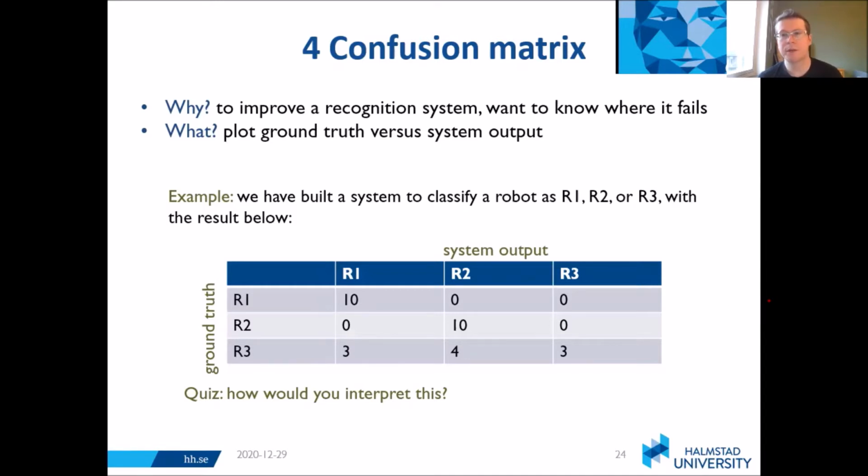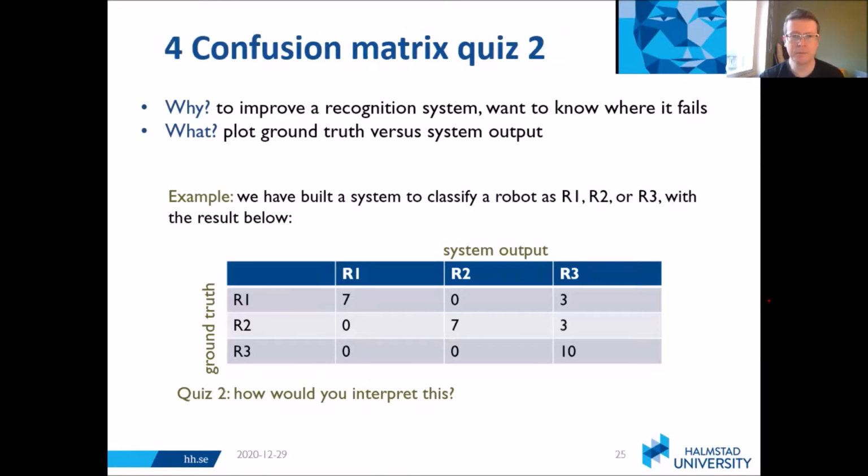You might have to check that the data has been properly labeled. You might have to consider your classification scheme. Is there really a separate class called R3? Your sensors, are you sensing enough to distinguish between these? Okay, and we've got one more example, and this example is very similar, but a little bit different.